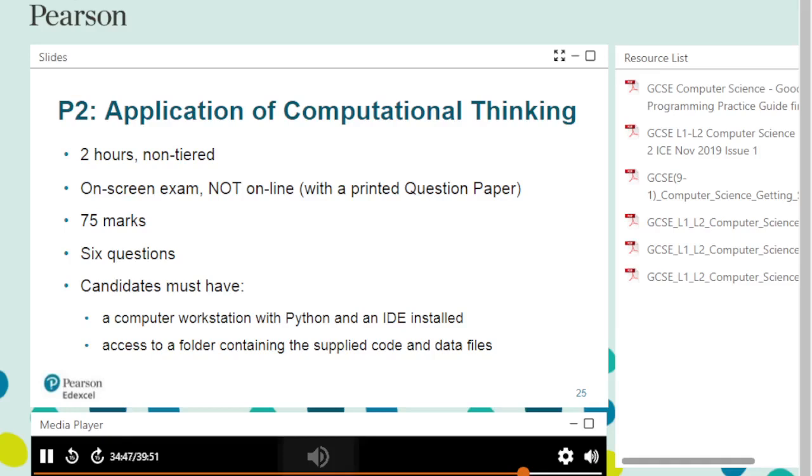Candidates get a mark for each accurate piece of code in their response. These are the points-based marks, and a holistic mark is awarded for the quality of the overall response from the levels-based mark scheme. Examiners use one or more of the levels-based mark schemes to determine the latter. We'll talk more about this in the Getting Started on Paper 2, Application of Computational Thinking pre-recorded event.